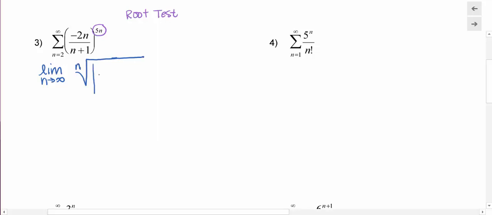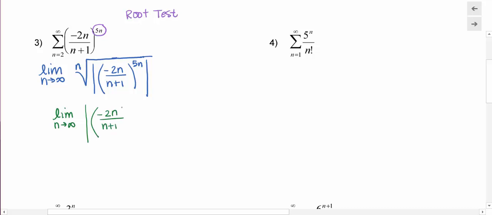Don't forget our absolute value in here. So I have my series, negative 2n over n plus 1, all to the 5n, all in the absolute value underneath that nth root. So we have to be careful, because if n is 2, right, we want to make sure that we're not violating any domain issues here. So, all right, the nth root of something to the 5n, this should make sense to you that we're going to go ahead and say it's the same thing as limit as n approaches infinity. Keep those absolute value bars, though. It'd be the same thing as negative 2n over n plus 1 to the 5th power.